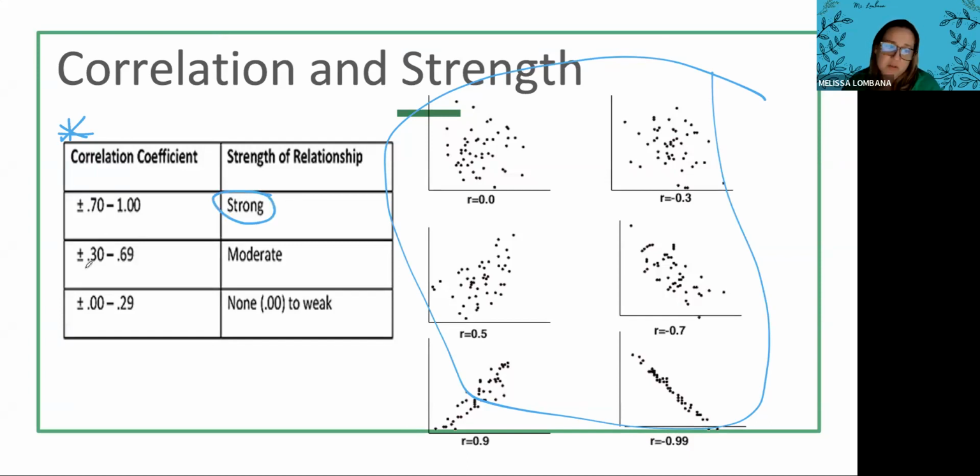You have to know these numbers because they can't give you any of these. Then this would be moderate. So for the other one, I could have put moderate relationship. Or weaker is okay too, because it's in that cusp. And then here, 0.00 to 0.29, it would be either none if it's at zero, or weak. So it's good to have this little chart down, and you're going to have to be able to read something like this.